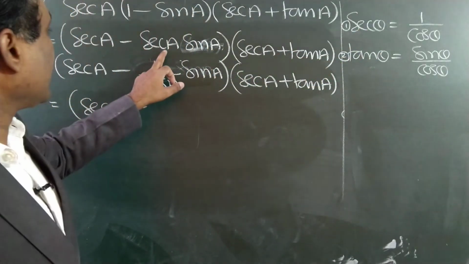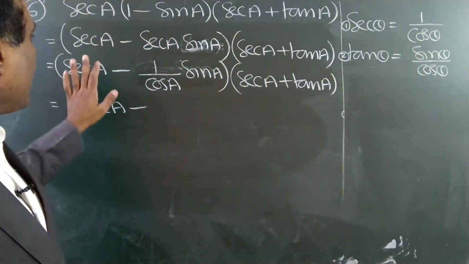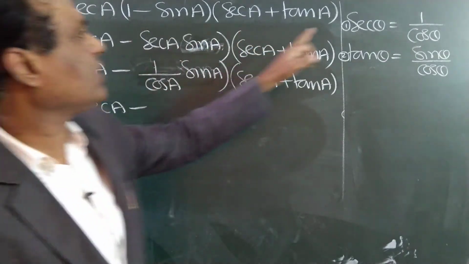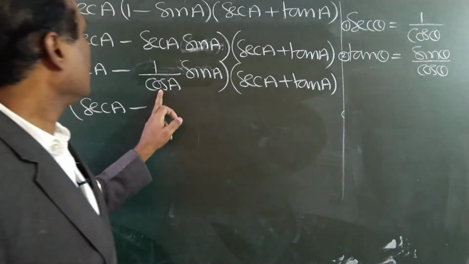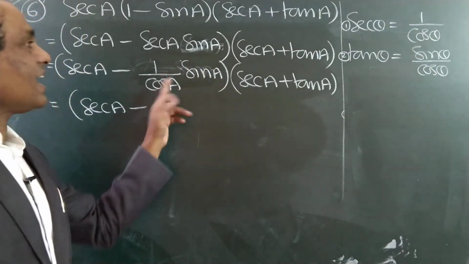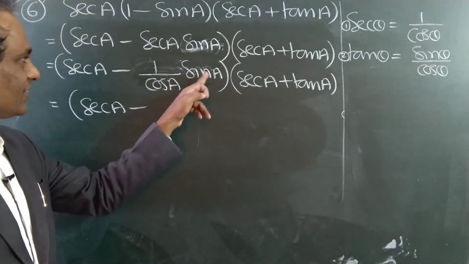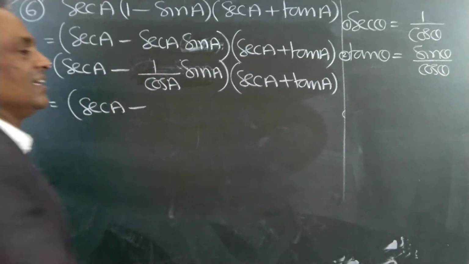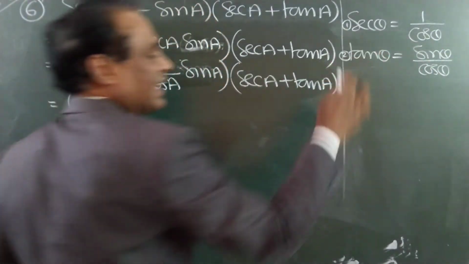In place of the secant A, I wrote 1 by cos A. I am not disturbing this. Only here I want to simplify this. Secant A is 1 by cos A. Sin into 1 is sin. Sin by cos is tan.